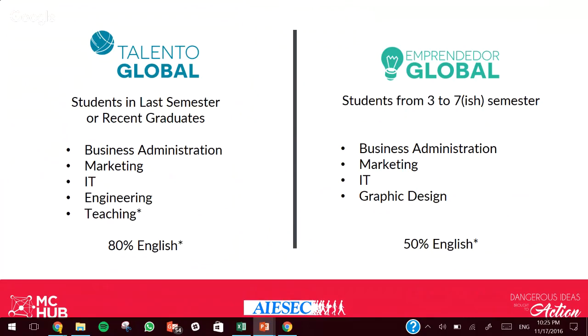Then if you contrast this with Emprendedor Global, this is people that are current students, right? Students from their 3rd to 7th semester. The important thing is you're looking for people who are studying these backgrounds, because again, it's about the energy, the want to learn and their work ethic rather than their skill set, yeah? So business administration, marketing, IT and graphic design for these. And English, you don't have to have as high of a level. Usually around 50% is good because most of them happen in Latin America. If you go to Brazil, it's important. If you go to the US, it's important, yes, but not all of the enablers require English.